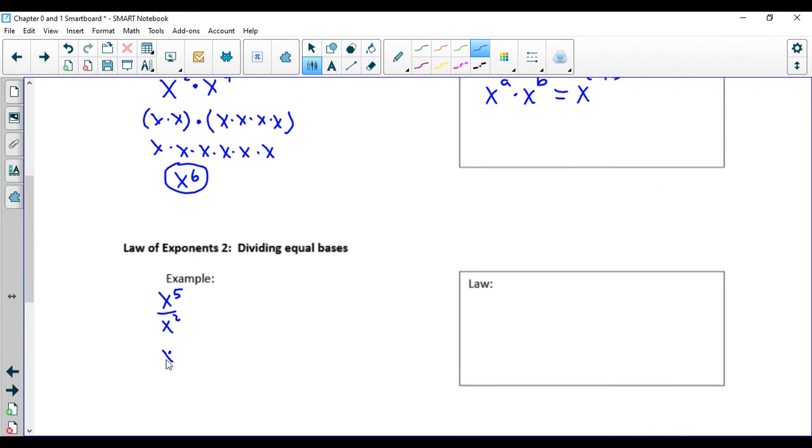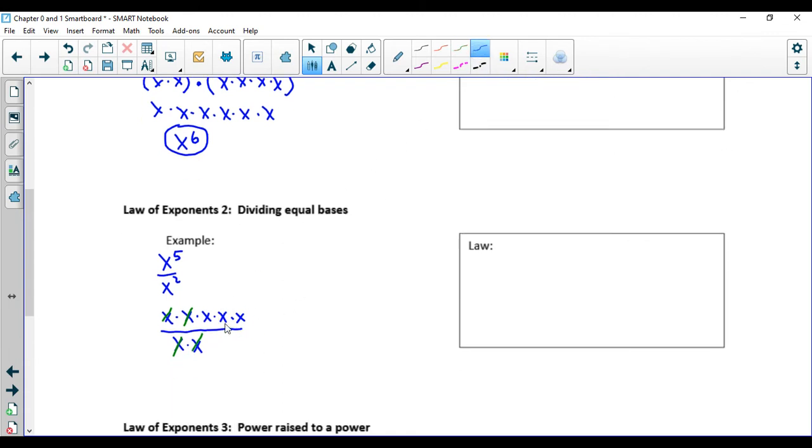well, like we just said, x to the 5th is x times itself 5 times. X squared is x times itself 2 times. And whenever you have factors separated by multiplication, the same factors on the top as the bottom, remember they can cancel out. So one of the x's on the top would cancel with one on the bottom. A second on the top would cancel with a second one on the bottom. So we would be left with x times itself 3 times in the end, which is x to the 3rd.